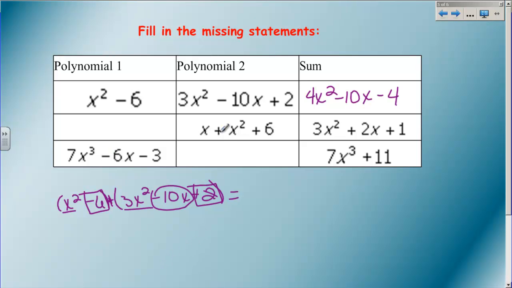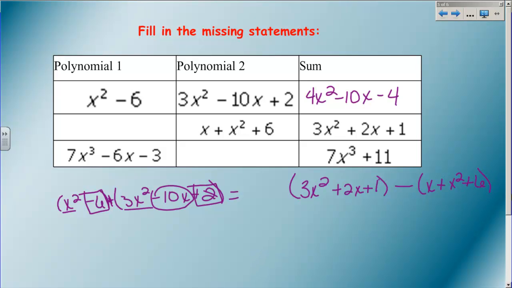The next little one, I have x plus x squared plus 6, and this is the sum of this and something that's missing. Well, if this plus this gave me that, then I have to subtract in order to figure out what is left. So I started with this. I have 3x squared plus 2x plus 1. That's the polynomial that I have. That was my sum. And from that, I have to subtract the polynomial that I started with. So I have x plus x squared plus 6.